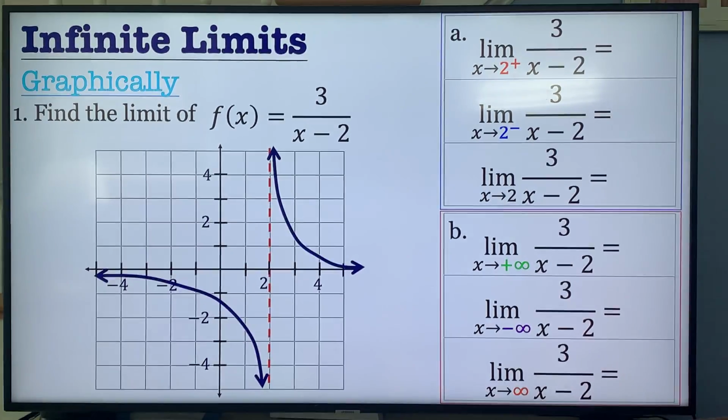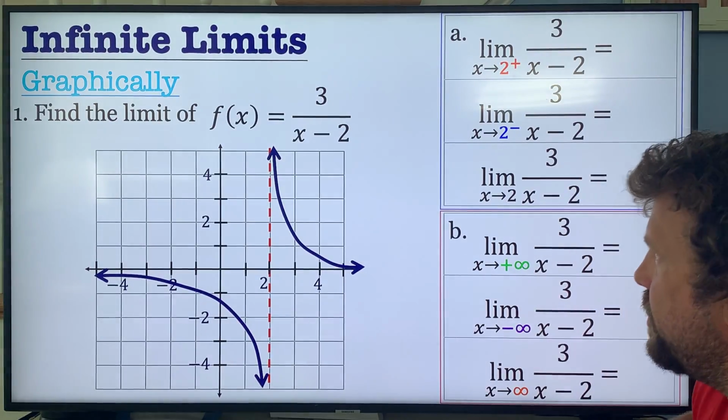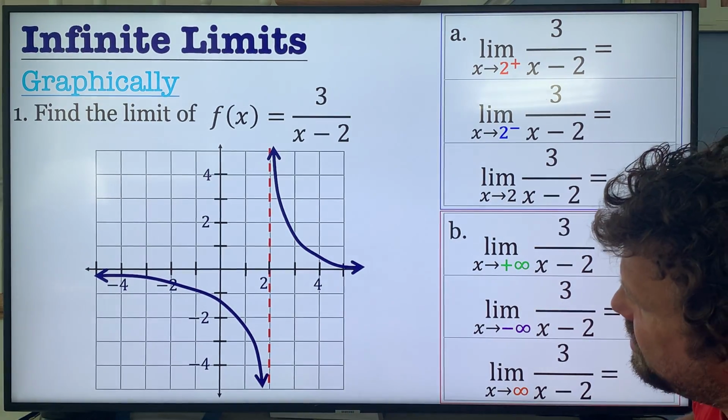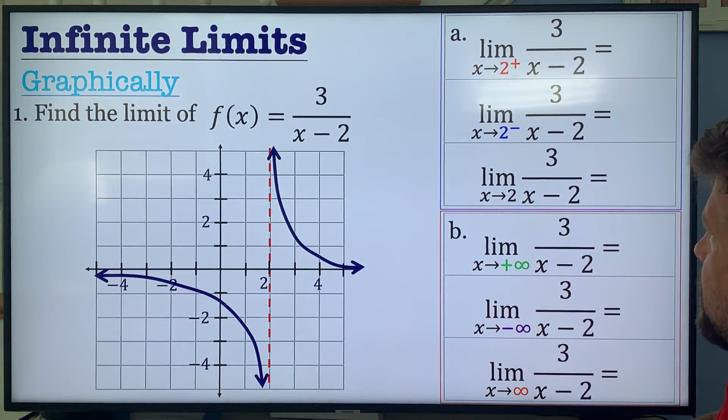Infinite limits graphically. So first thing we're going to do is find the limit of f of x equals 3 over x minus 2. And this here happens to be the graph. Notice there's an asymptote at 2. And there's a bunch of stuff going to infinity.